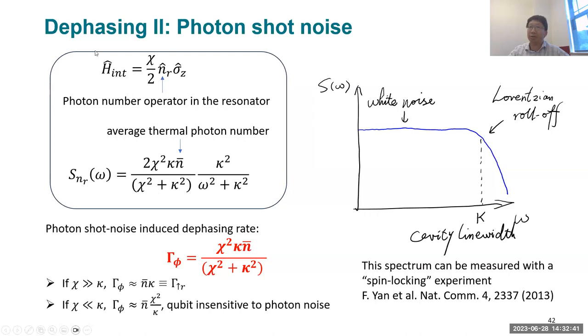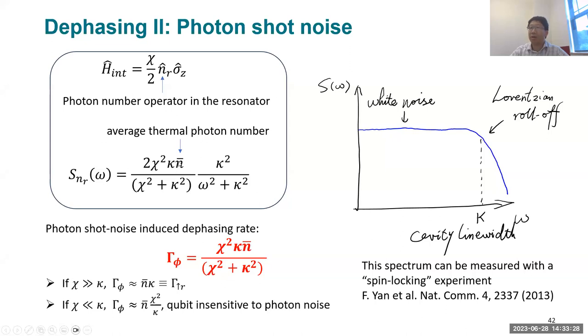You see, this is just your good old dispersive Hamiltonian with chi, right? And if your resonator is not completely in its ground state, but it's coupled to some thermal environment, you have photons hopping into the resonator and hopping out. So these photons coming in and out of the resonator are called the shot noise of photons. And this photon shot noise has a noise spectral density, this S(omega) of this form. It's a Lorentzian form, and it's proportional to the average thermal photon number in the resonator. If your resonator is absolutely cold, your n bar is zero. If you don't drive it, it's always in the ground state, then this noise is zero.